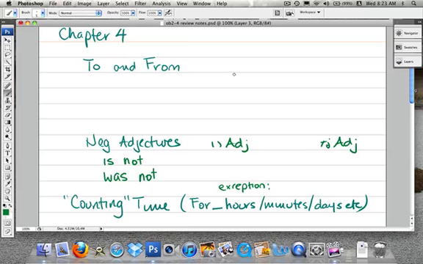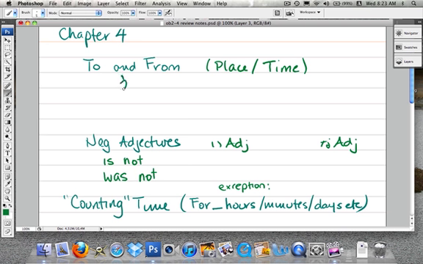In Chapter 4, we looked at a couple of concepts. One of them was the idea of to and from. In English, we use to and from by putting the words to and from in front of either place words or time words. This works the same in Nihongo. The only big difference is that these words to and from go after the words.